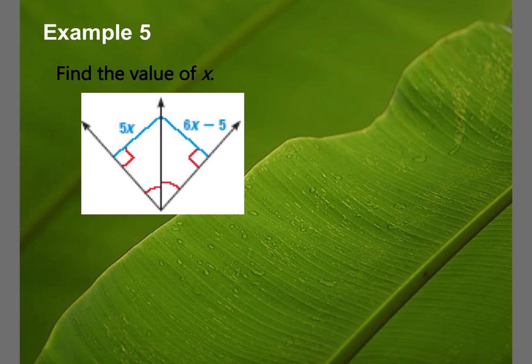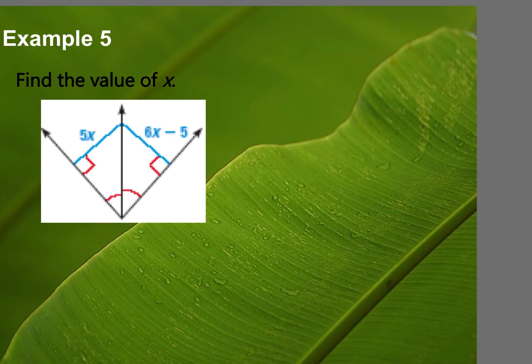All right, again, this time what information is already given? Is this the original theorem or the converse? The original, because it tells you that it's an angle bisector. So then we know the segments are congruent. 5x equals 6x minus 5. Subtract the 6x.